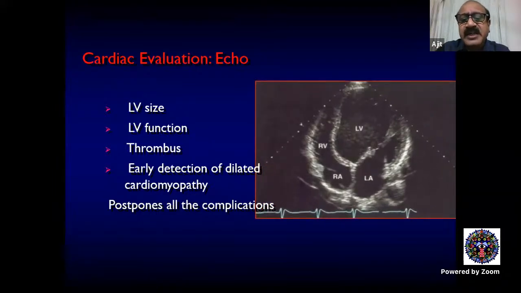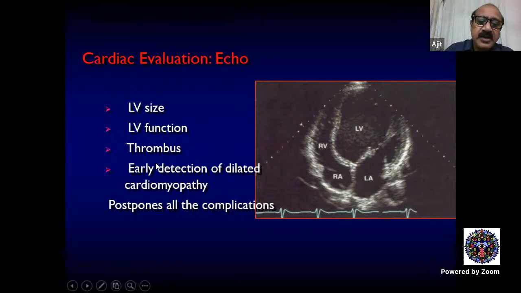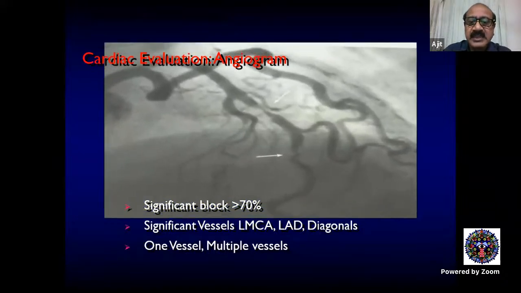Then most diabetics we should evaluate with a 2D echo so that we can detect dilated cardiomyopathy. This is very, very essential. If you can detect dilated cardiomyopathy, then you can prevent and treat it so that we can postpone a lot of complications that can happen. And these people are prone to significant blocks in the cardiac vessels, especially atherosclerotic changes, which are more prone in diabetic patients.